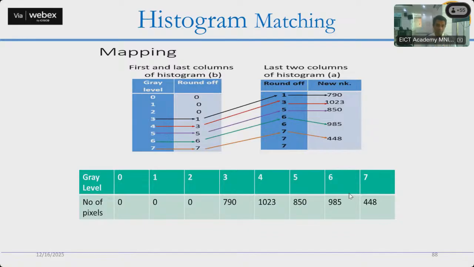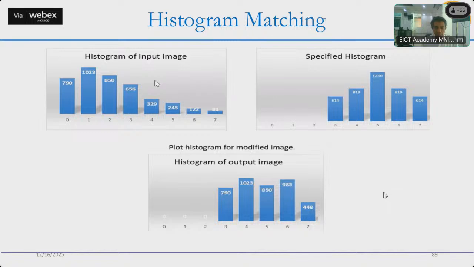So in the histogram matching, see what we have been saying here, that the first and the last columns of histogram B, it is a gray level, it has been shown, and after rounding off, the new values are given. The values have been listed in this. So in histogram matching, the histogram of the input image is this one, and the histogram of the output image has been shown when the specified histogram is known.